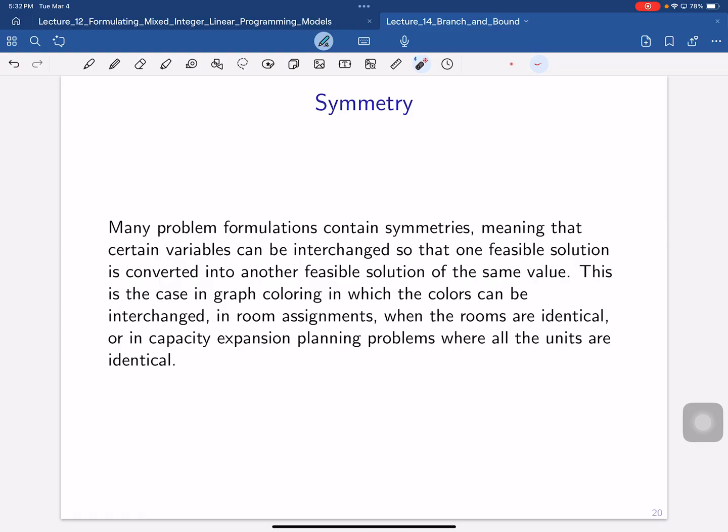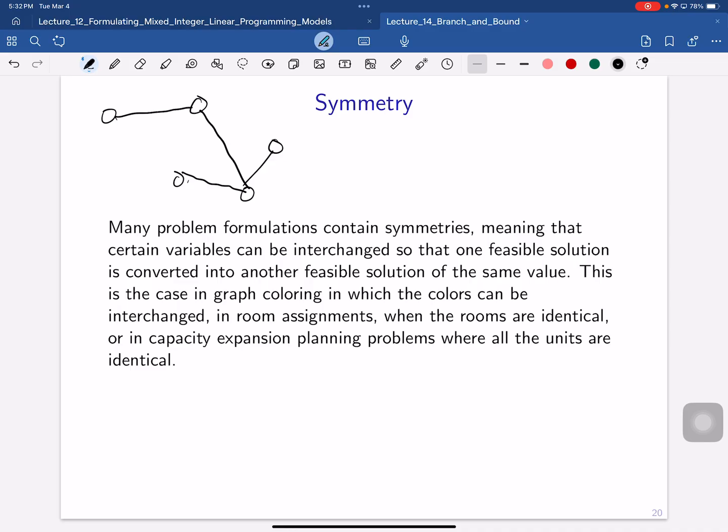Maybe for example, I give you a graph. Let's say a problem can be like this. I give you a very simple graph here.